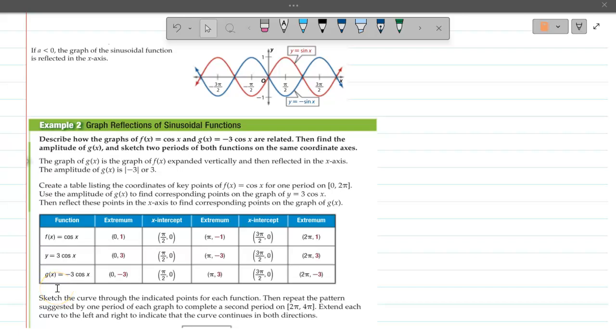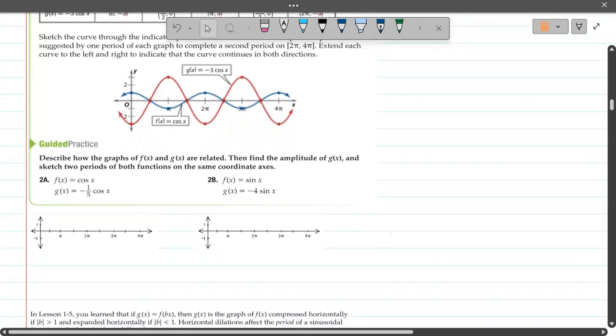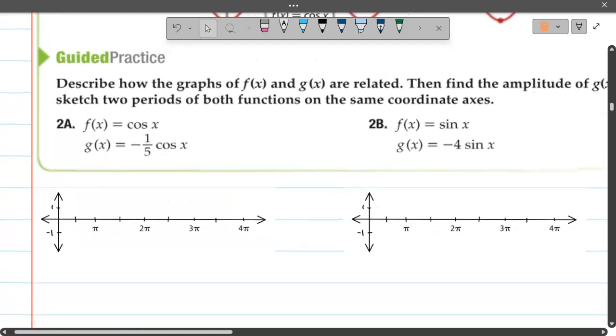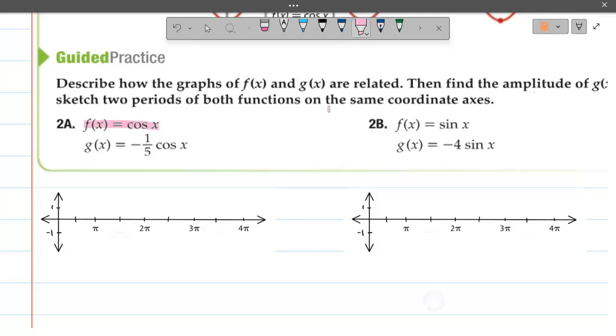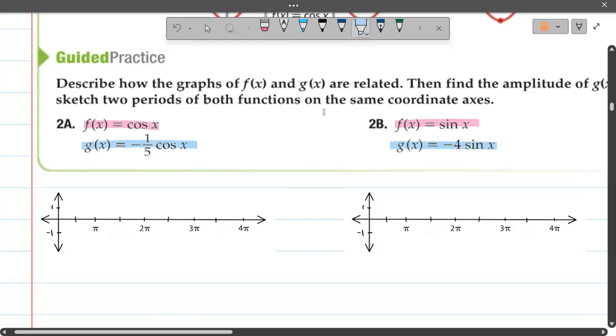In the second video of step 14, we're going to talk a little bit about reflections and periods of our sine and cosine functions. So scrolling down to guided practice 2a, let's just practice again graphing first the parent function, just like we did in the last video, and then graphing the new function g of x after that.